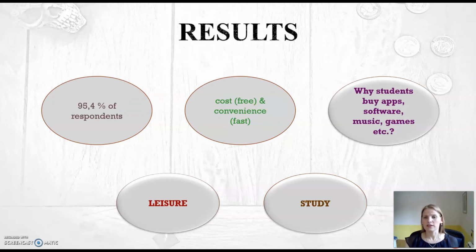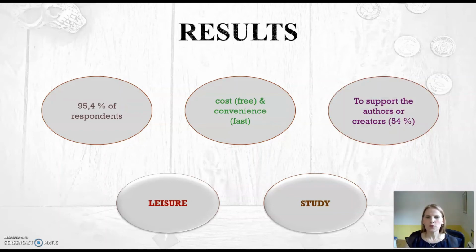On the other hand, the main reason why students were willing to buy digital products in the past, even if the pirate copy probably existed, was to support the authors or creators. The second most frequent reason for purchase was more ethically problematic, as they initially looked for a free online version but did not find it.